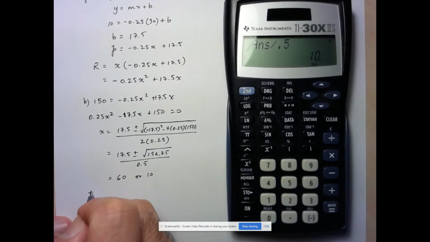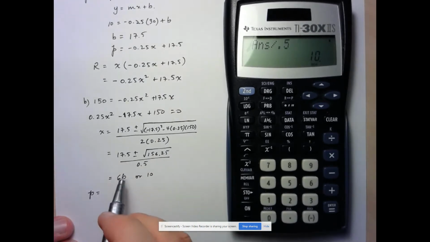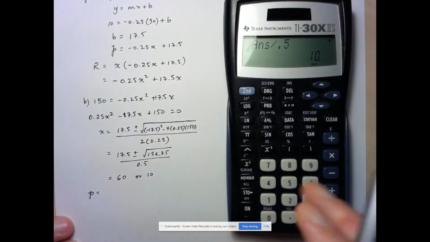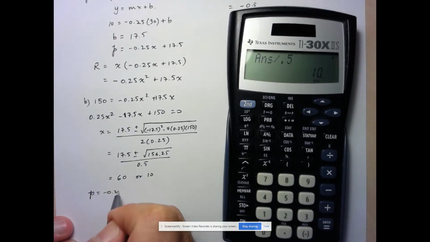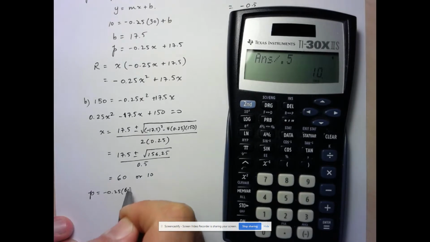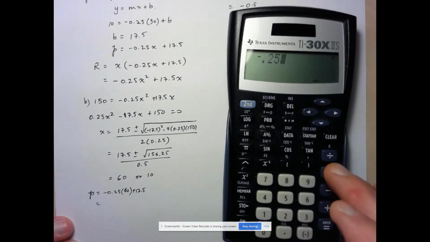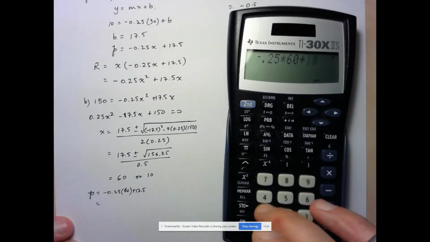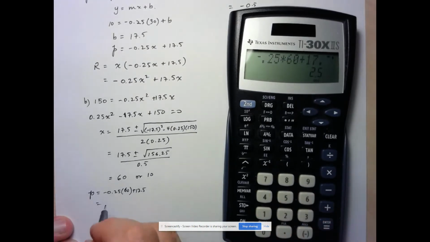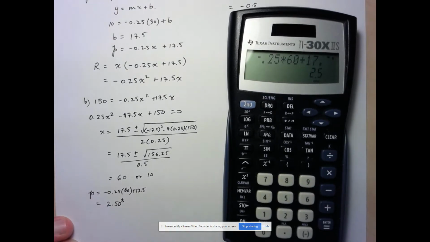So if I want to find the price, I'm going to stick in 60 into my price function here. Okay, so negative 0.25 times 60 plus 17.50. Let's see what that gives me. So negative 0.25 times 60 plus 17.50, and we have $2.50. Okay, I should put an extra zero there.